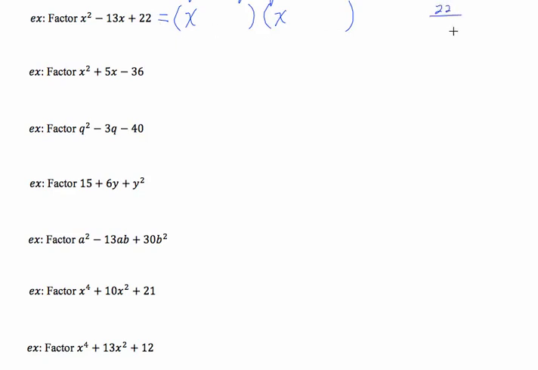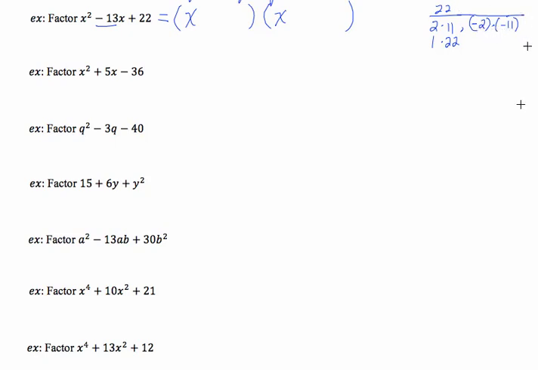So let's see, 22 breaks down into either 2 and 11 or 1 and 22, and that's all I see off the top of my head. Now, what we want are two numbers that will add to negative 13. Well, neither of these adds to negative 13, but if you think about it, there's actually more ways to factor 22. Because we could not only factor it into 2 and 11, we could also factor it into negative 2 times negative 11.